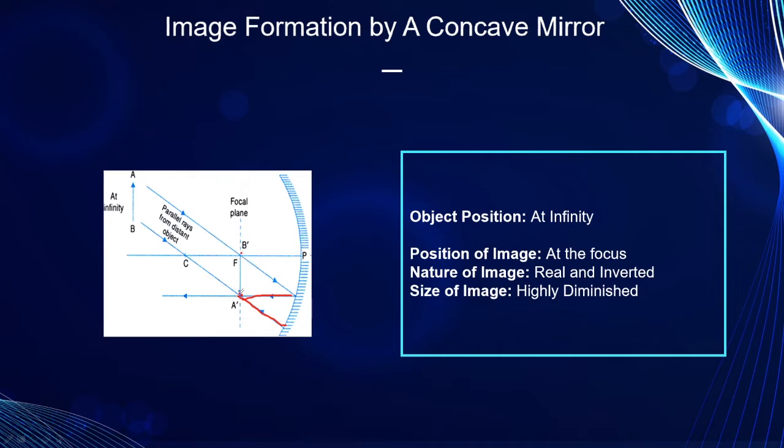So now you can see that the image is upside down, and we know the rule also, if it is a real image, it has to be inverted. So we get a real and inverted image. So if the object is at infinity, I get the image at focus. What is the nature of the image? The image is real and inverted. And what is the size of the image? The image is highly diminished. Okay, we go to case 2.